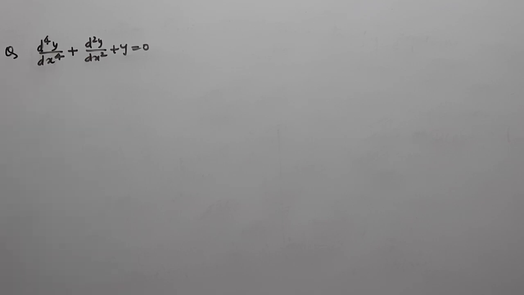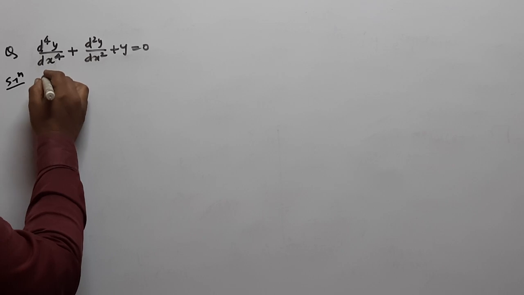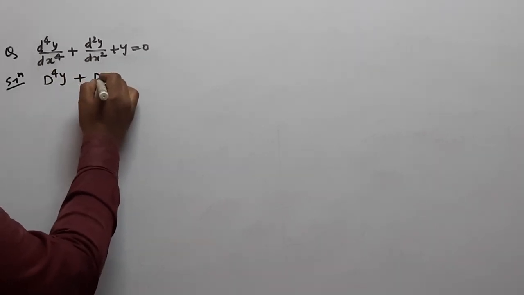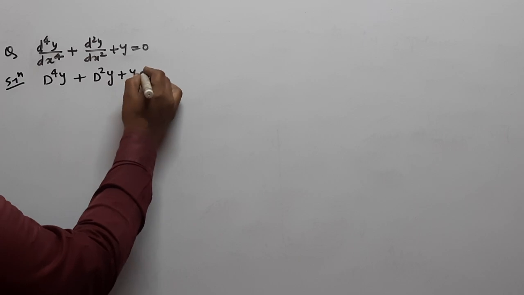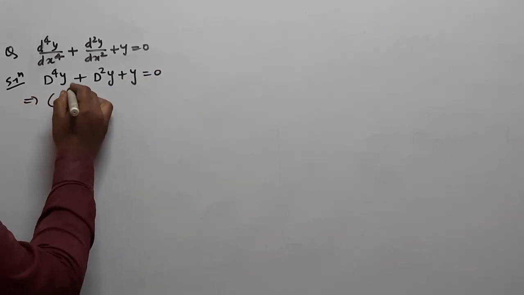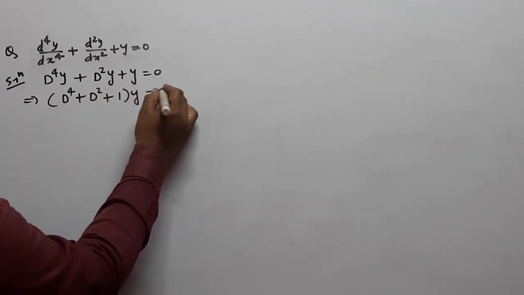You can see here this is the fourth order linear differential equation with constant coefficient. So for finding the solution of this linear differential equation, first we write here d⁴y plus d²y plus y equal to 0. Taking y common here, we get (D⁴ + D² + 1)y = 0.